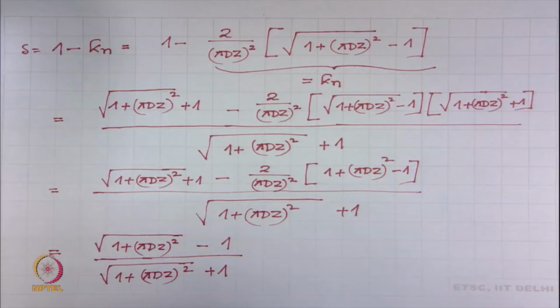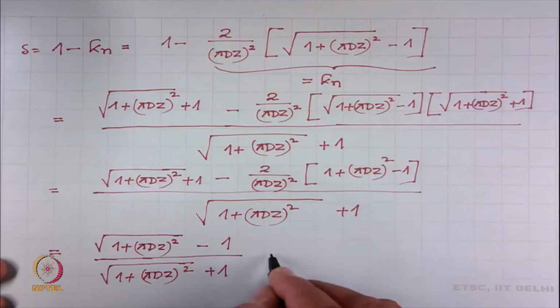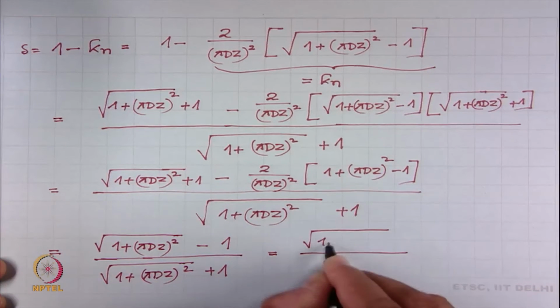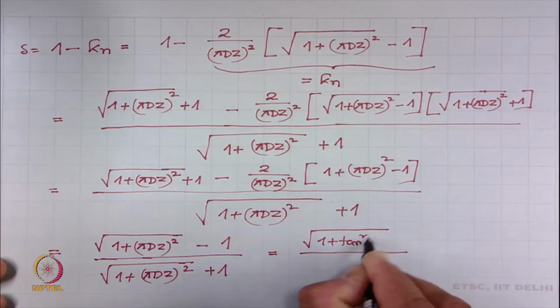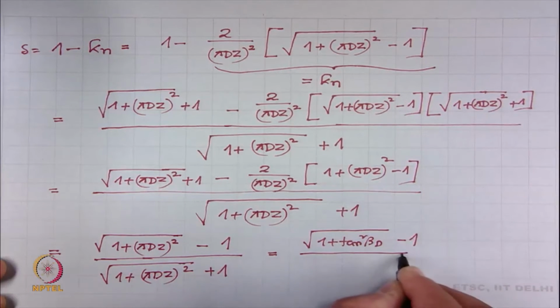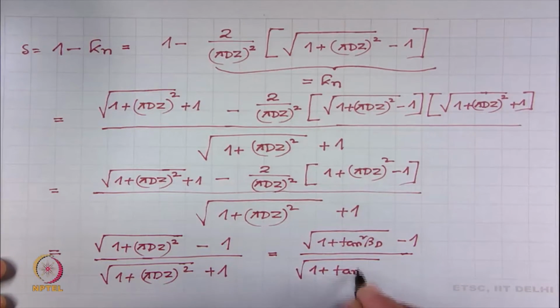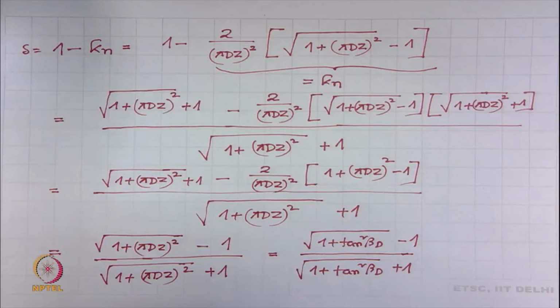Right. Let us make it nicer. How can we do it? What is pi d z? Pi d z is tangent of beta d. So, if we continue, 1 plus tan square beta d minus 1, here it is 1 plus tan square beta d plus 1. What is 1 plus tan square beta d? Sec square beta d. Square root of sec square beta d is sec beta d.